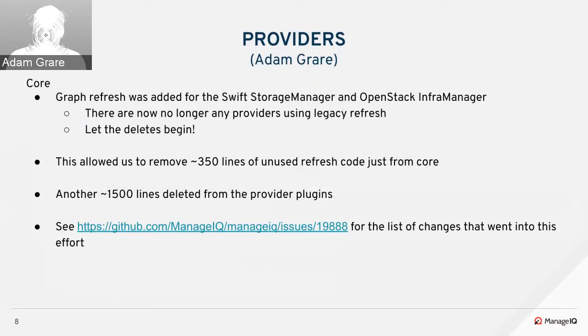So after that, we were able to remove about 350 lines of core refresh code, as well as almost all of the configuration options for refresh. So now, before there used to be a bunch of if conditions, like if this is using graph refresh, do this, otherwise do the other thing. Now we just have one way of doing it. It also allowed us to clean up about 1,500 lines from the various provider plugins. So if you want to look at a list of all the changes that went into this, there's that issue that has the full list.